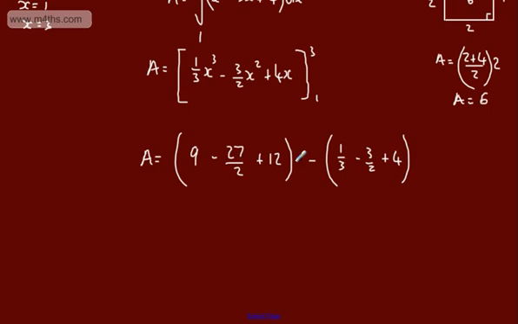So all I've done here is just evaluated 3 and 1. I've taken the higher limit and subtracted away the lower limit. All I've done is put those in. So let's find that in a calculator.